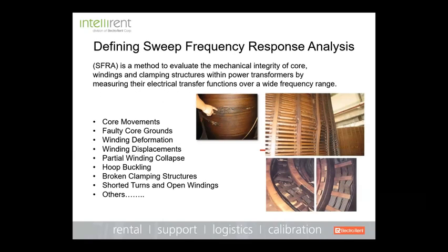So let's first talk about SFRA. Well, this is a method to evaluate the mechanical integrity of the core and the windings and the clamping structures. And like Chris was saying, a through fault can actually cause core movements, faulty core grounds, winding deformation, winding displacements, partial winding collapse, hoop buckling. You can see some pretty good examples of what mechanical failures look like internally in the windings of the transformer.